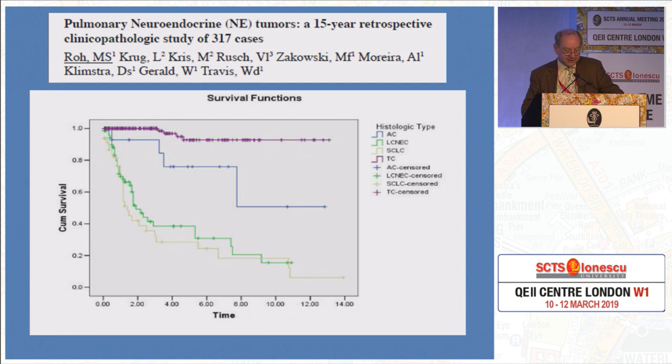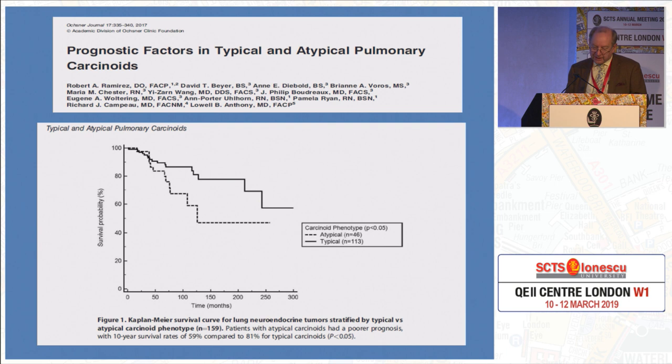This is from a large study. This is from the United States, again, looking at typical, and the brain is one we really want to look at. The typical and the atypical stand out, and then the large cell and the small cell do less well. And this is, again, looking at Ki-67, just, again, the typical, another series with typical and atypical from another center in the U.S., clearly showing the differences.